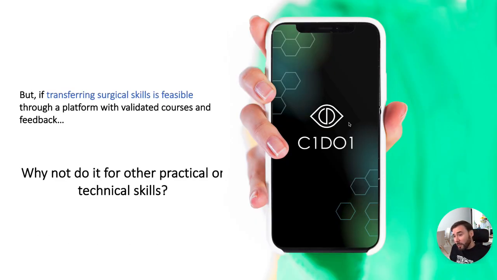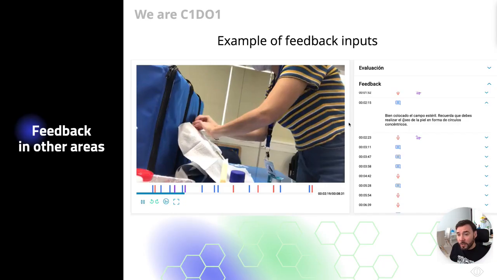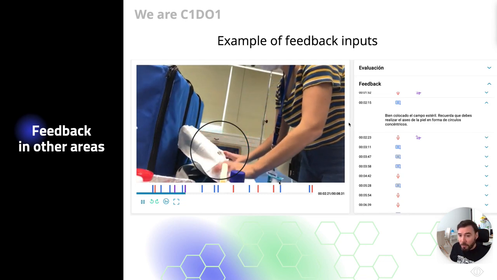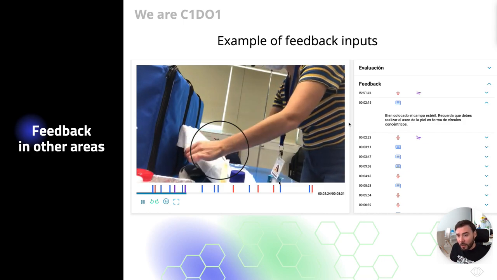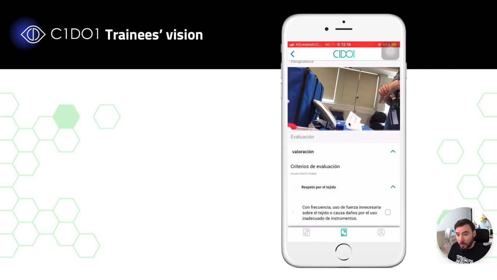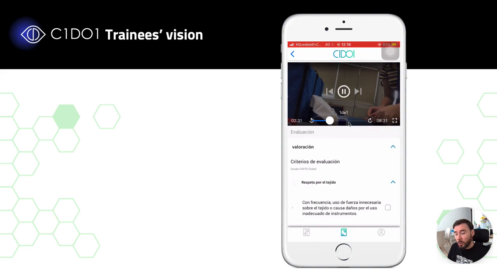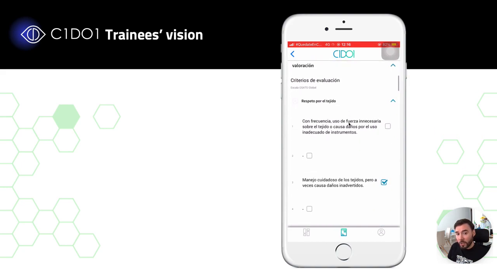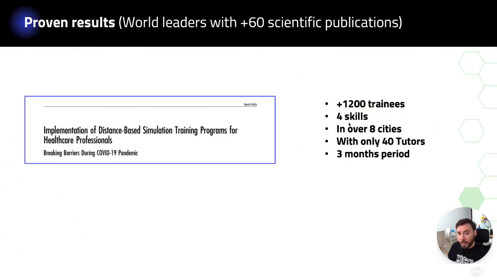If transferring surgical skills is feasible, why not do it for other practical or technical skills? And we were able to start using C1DO1 in nursing, physical therapy, and most healthcare related areas. Trainees are then receiving their feedback asynchronously, and they are able to watch the inputs they have from teachers over and over again. In this study, thanks to C1DO1, Católica University was able to train in 3 months over 1,200 trainees in 4 different skills to manage patients with COVID.